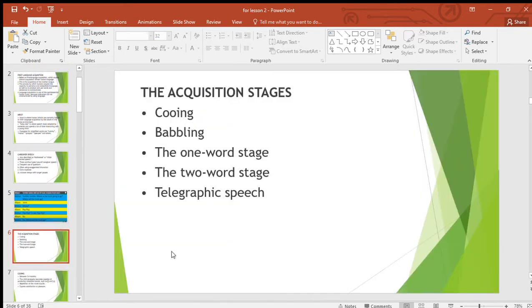So moving on. We have what we call the acquisition stages. These are the stages in which a child learns language: the cooing, the babbling, the one-word stage, the two-word stage, and the telegraphic speech. For those who are going to be parents, or those already mothers and fathers, this will help you understand how your child speaks or learns to speak.